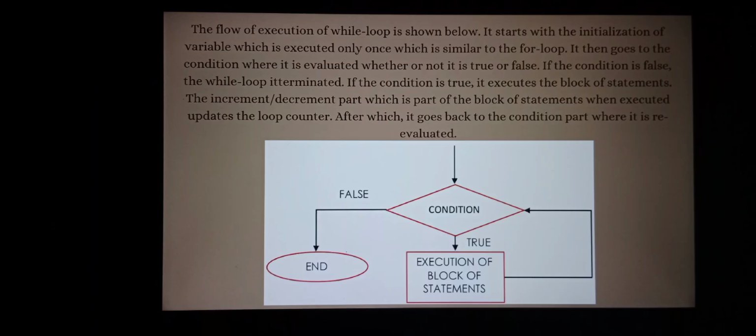The flow of execution of the while loop is shown below. It starts with initialization of the variable, which is executed only once, similar to the for loop. It then goes to the condition where it evaluates whether it is true or false. If the condition is false, the while loop is terminated. If the condition is true, it executes the block of statement. The increment and decrement part, which is part of the block of statement, when executed updates the loop counter, after which it goes back to the condition part where it is re-evaluated.